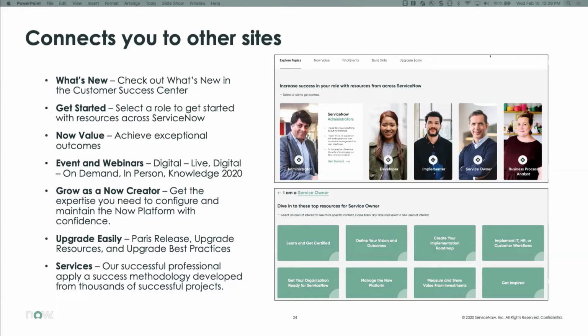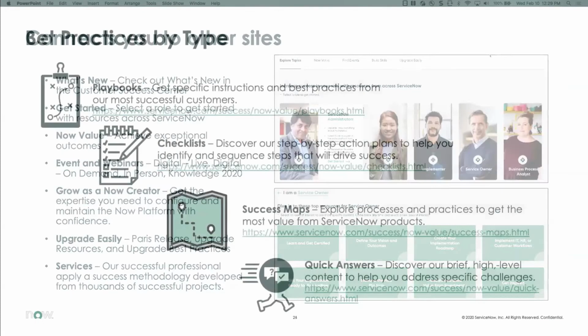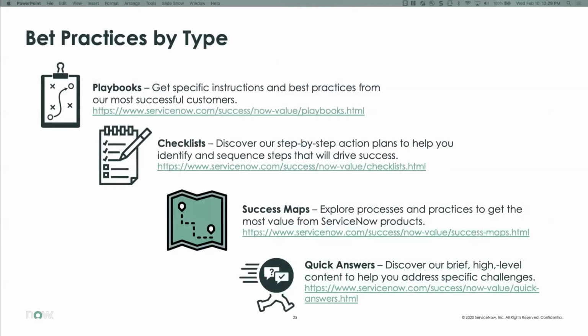And then services. So our successful professionals apply success methodology. So you can go there and look for thousands of successful projects that have already been done. So again, another great site that's going to give you great information. And then another great thing that we have is best practices by type. So we have what's called playbooks and checklists, success maps, quick answers.